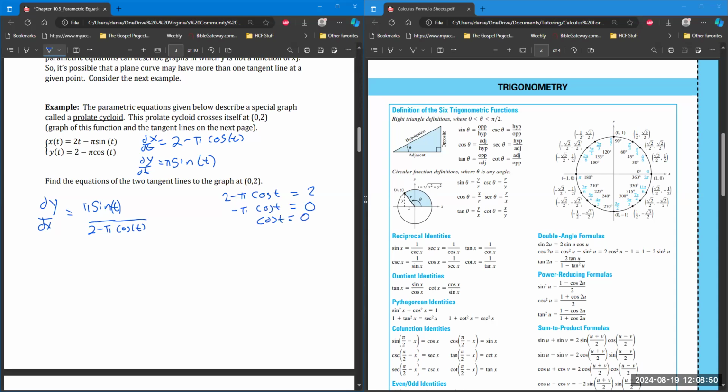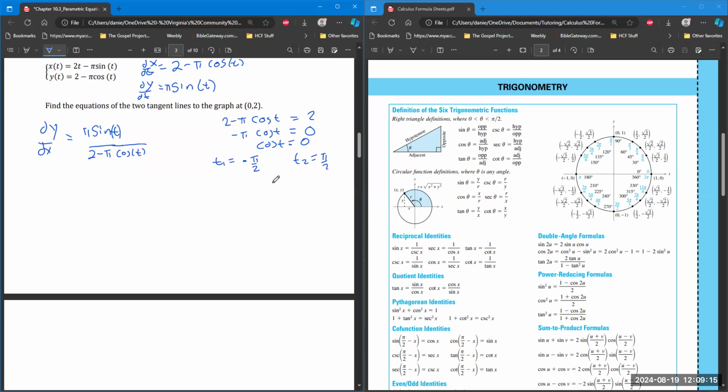Let's look on our unit circle over here. Cosine is 0 at pi over 2 and negative pi over 2. So t1 is equal to negative pi over 2. t2 is going to be positive pi over 2. And we're going to see that that's what we want, we'll see the picture of the cycloid in just a second.